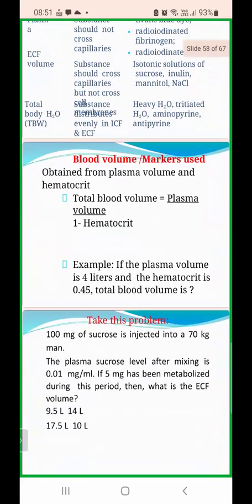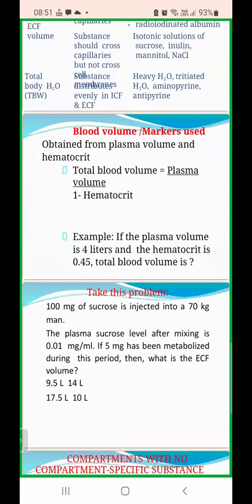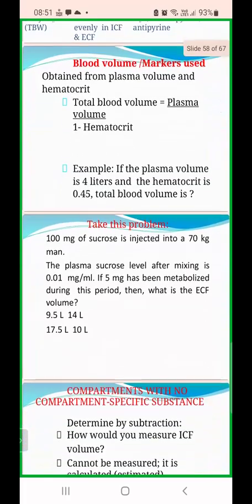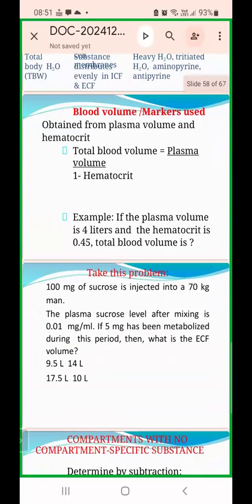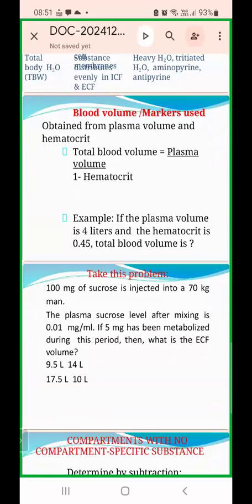So blood volume is obtained from the plasma volume and hematocrit. Total blood volume is equal to plasma volume divided by 1 minus hematocrit. For example, if the plasma volume is 4 liters and the hematocrit is 0.45, you have to solve this for the total blood volume and tell me in the comment section what it is.